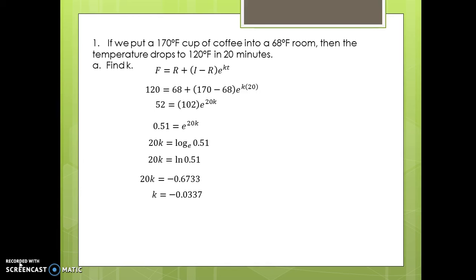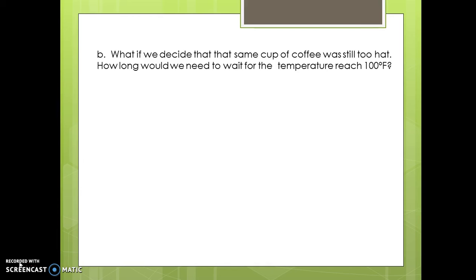So divide both sides by 20, and you end up with the cooling constant for this cup of coffee in this situation was negative 0.0337. All right. One more example problem we're going to work.